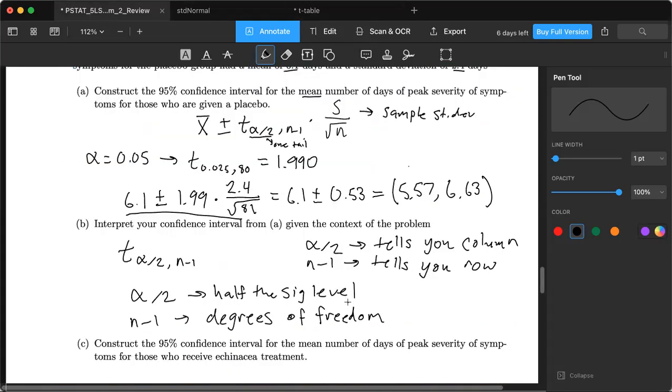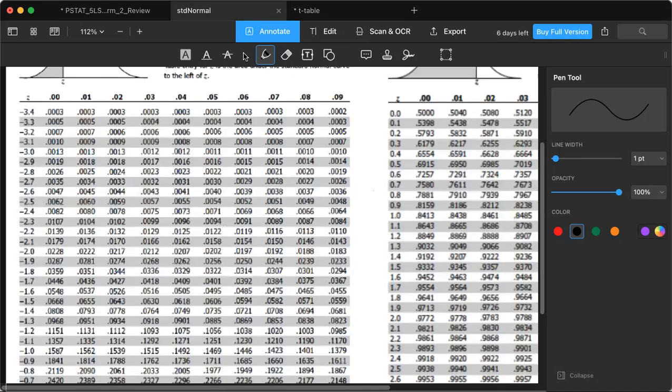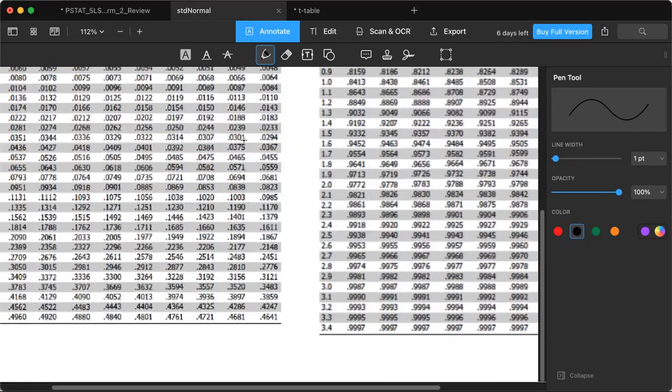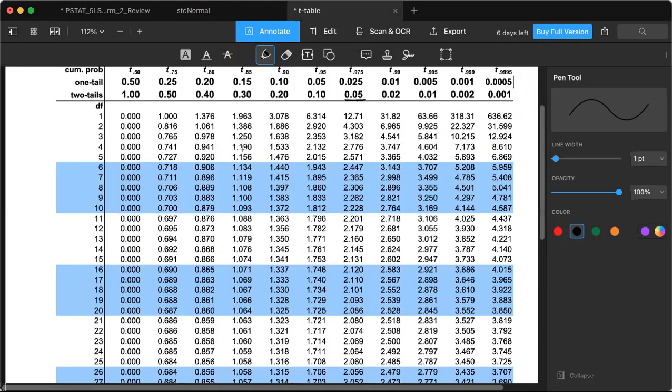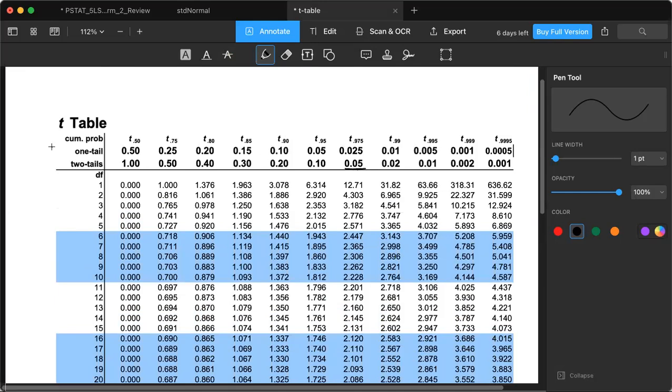Okay, and now let me pull up what the other question was. Somebody asked, how do I know if I divide by alpha over 2 or not? And essentially it's just up to you. It depends on your table. You guys have different tables than me, but you can see this standard normal table has alpha over 2 here and alpha here. So you use whatever one you want. You just need to know which column you're going to be looking in.